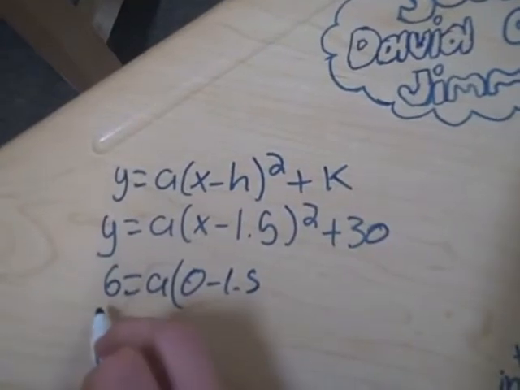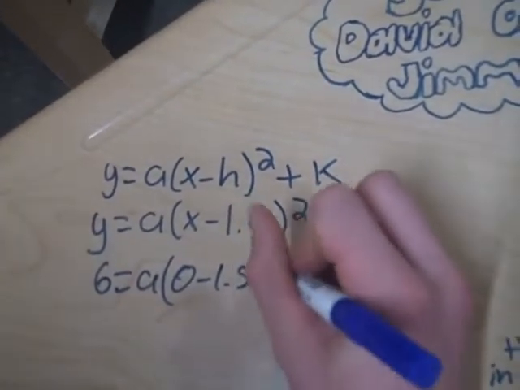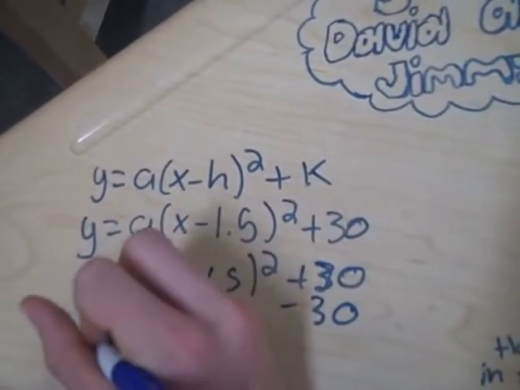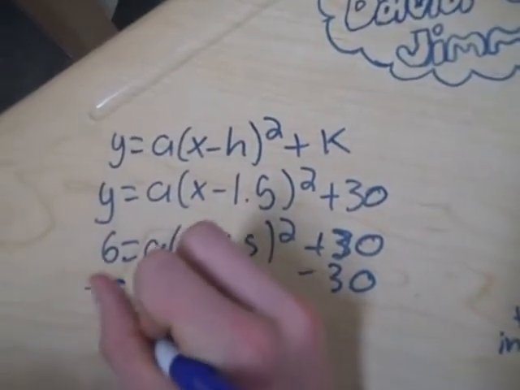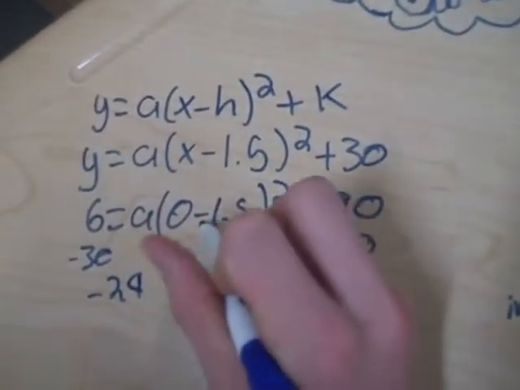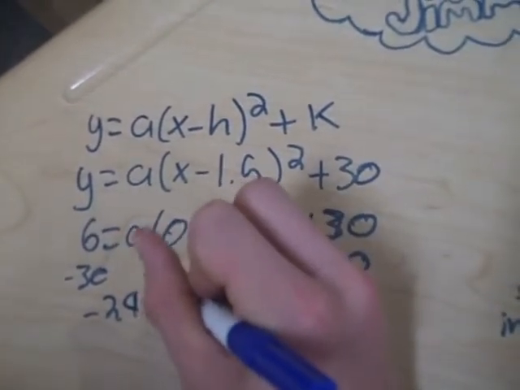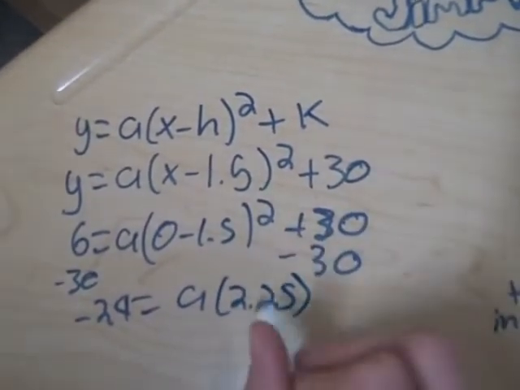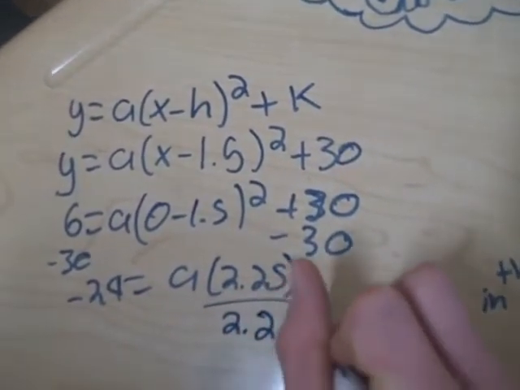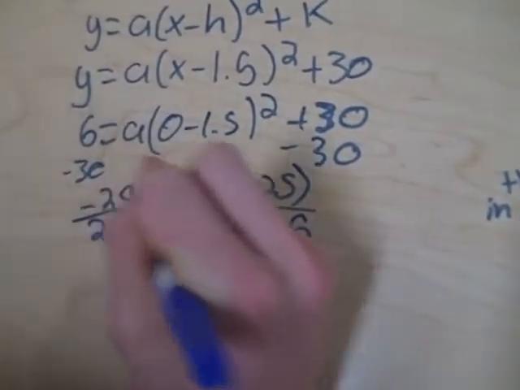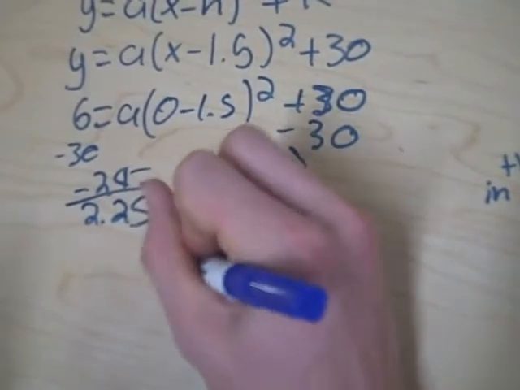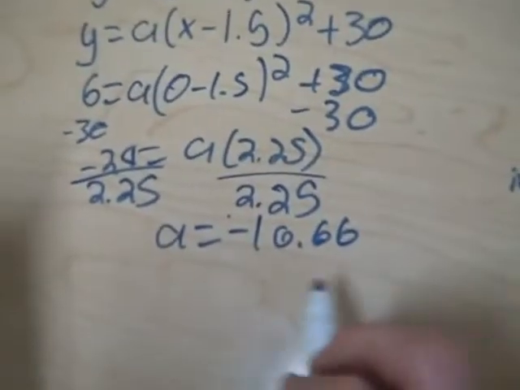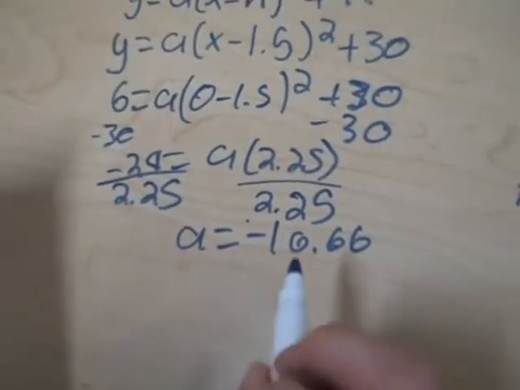So we're going to let the 6 feet equal y and the 0 equal x. So we're going to plug that in to get this. We're going to subtract 30 and get negative 24, and then we're also going to square the negative 1.5 because it's 0. And then we're going to get that equals a times 2.25. Then we're going to divide this to get a equals negative 10.66. So we now have our a for this equation.